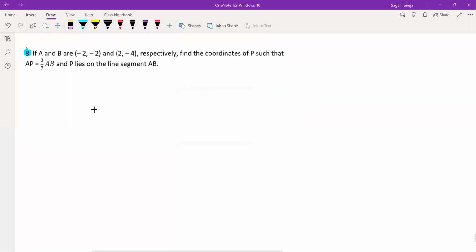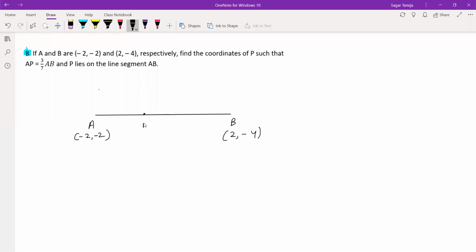So I am making a line segment. Here we have AB, where A is minus 2 comma 2, B is 2 comma minus 4, and P lies on this. The coordinates of P we don't know, let it be x comma y, and they are trying to tell us the ratio.